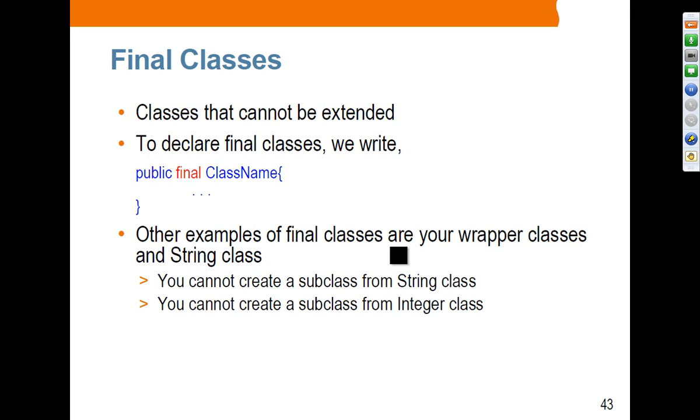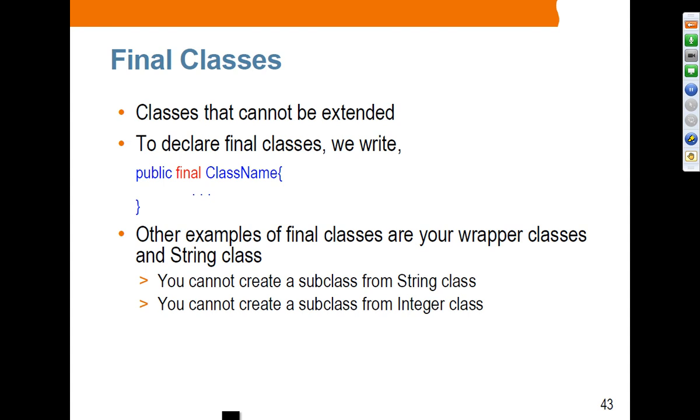So you say public final and the class name. Actually, I think I have public class missing here. Examples of final classes from the JDK include the String class. So you cannot create a child class from the String class. If you try to do that, that's a compile error.